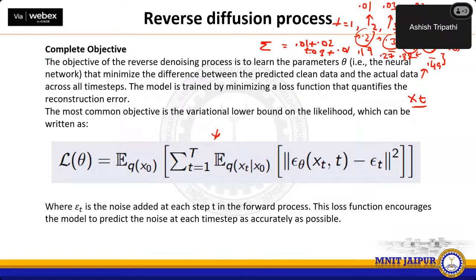Okay, so the same thing has been written here. The objective of the reverse denoising process is to learn the parameters, that is theta. Theta is actually the parameter that we are talking about. M theta means the model parameterized by theta. And parameters are nothing but the weights and biases. And we need to know the value of parameters.